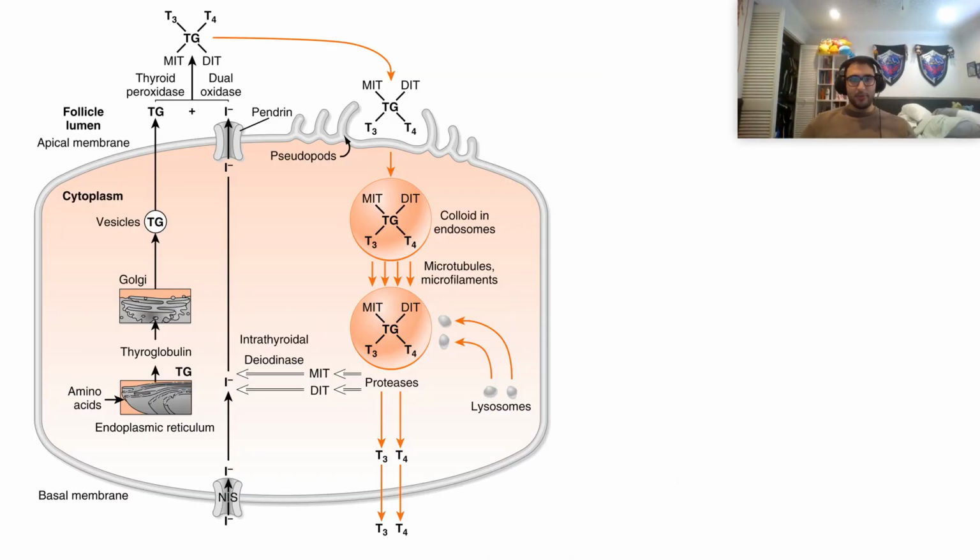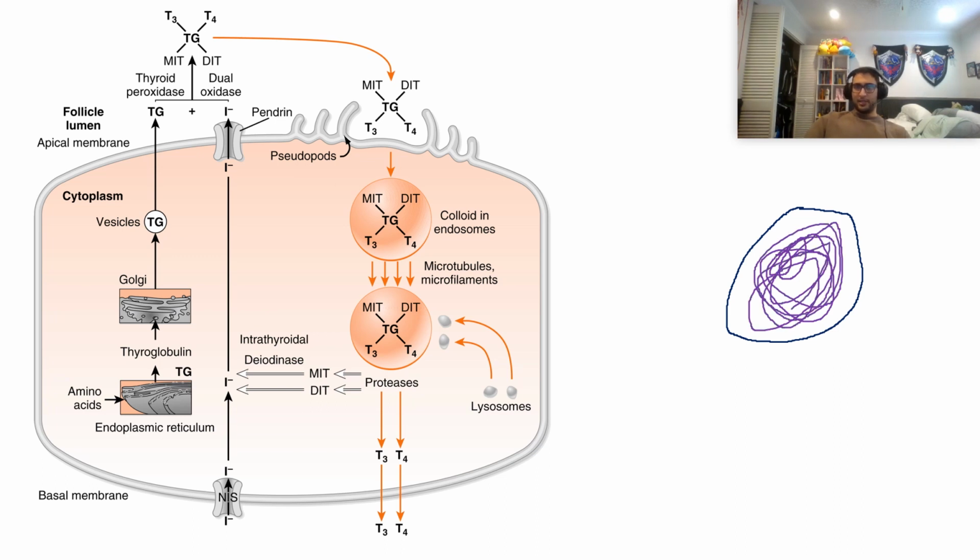All right, so before we get started, I want to outline the general structure of a thyroid follicle. A thyroid follicle is made of thyroid cells that are cuboidal and all lined up in a circle. Inside the circle, you're going to have this colloid, and this colloid contains thyroid hormone bound to thyroglobulin.